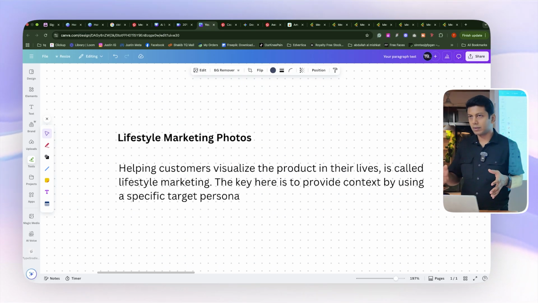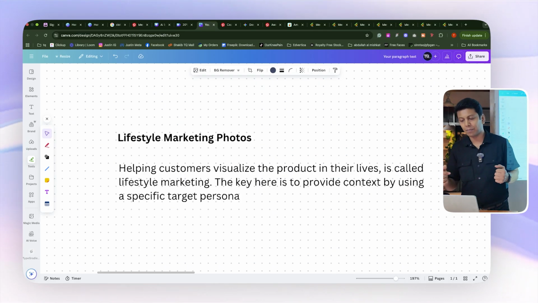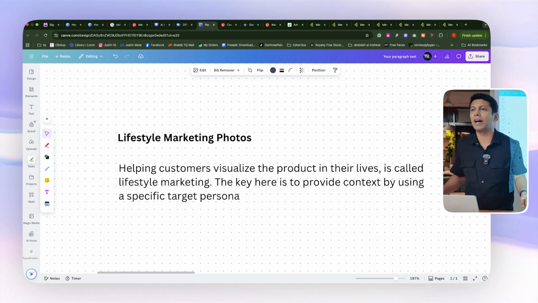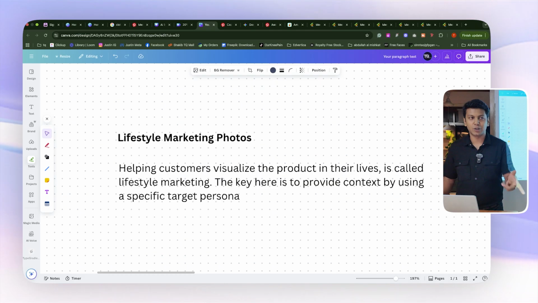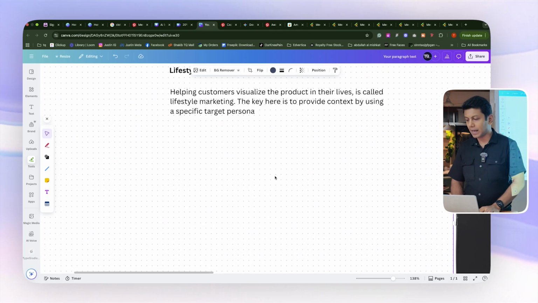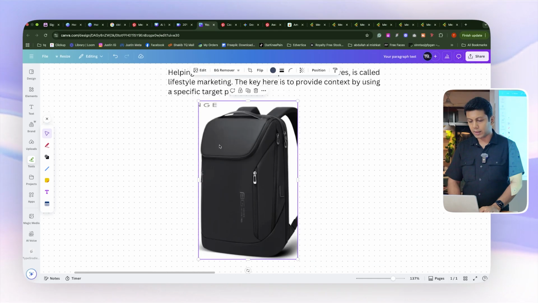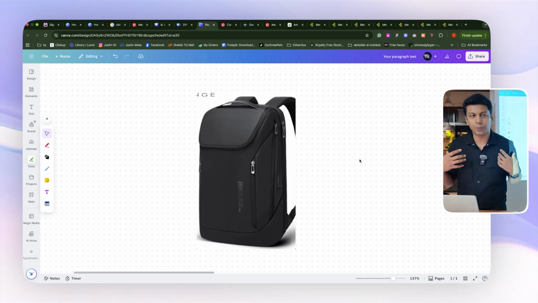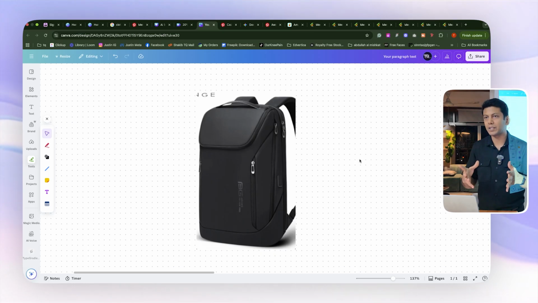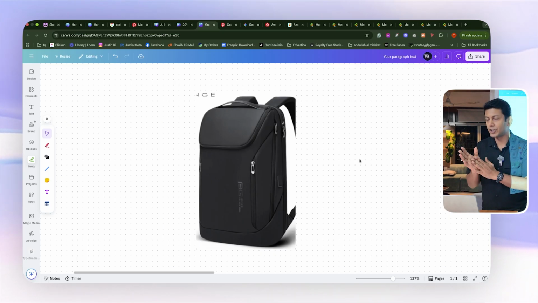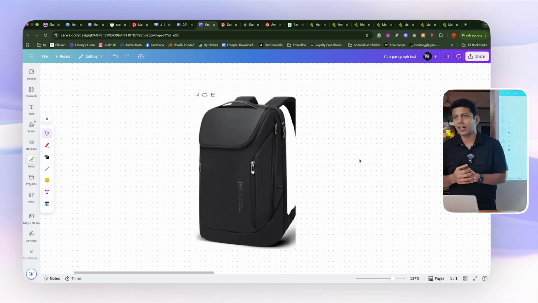In previous times, just like the previous example, even a few months ago, we had to spend a lot of time and money on models and photographers to create lifestyle marketing photos. But now I'm going to show you a very smart trick by which you can create hundreds or thousands of lifestyle marketing photos for your brand, your product. To do that, let's take an example of a product. For example, this is a backpack. Probably I'm a solopreneur and I sell bags online, and I want to establish my relationship with my audience through lifestyle marketing photographs.